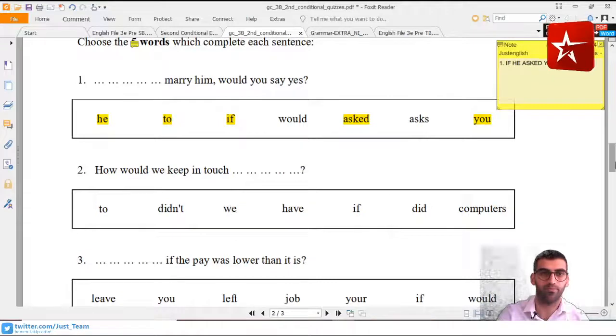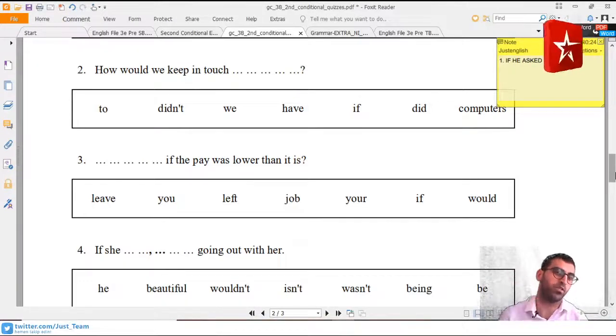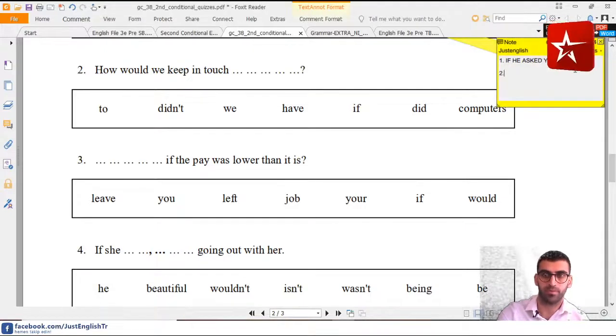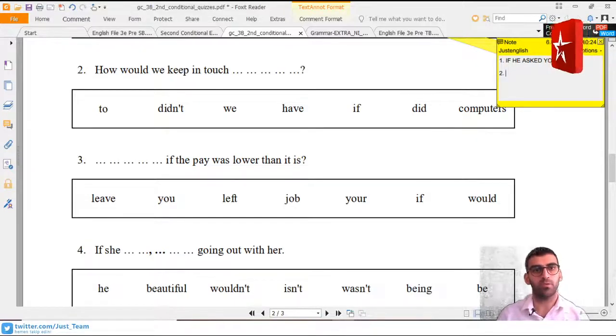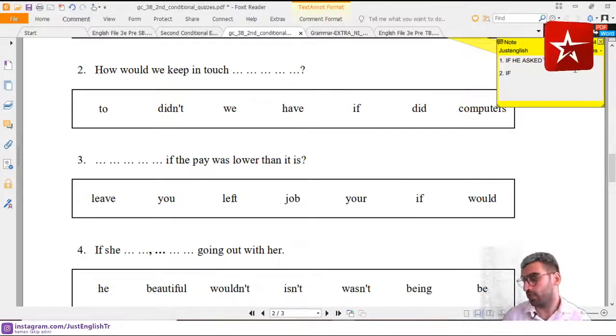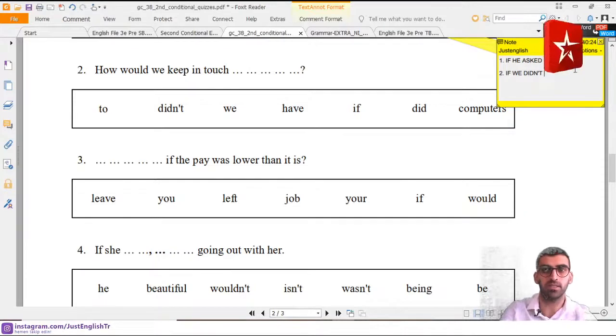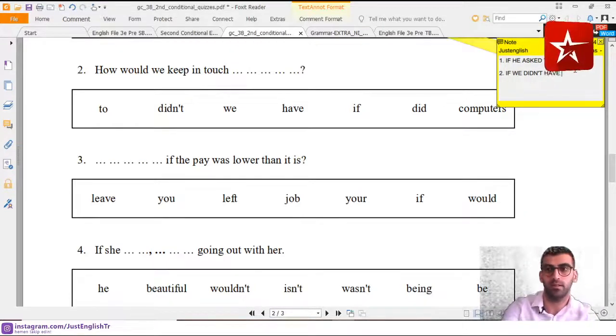All right, number 2. How would we keep in touch? Guys, keep in your mind that we have to choose 5 words from the list here. Number 2, how would we keep in touch? And again, the sentence starts with if, like we have a main clause and we have to make the if clause here. If we didn't have computers, they say if we, okay, didn't have computers.